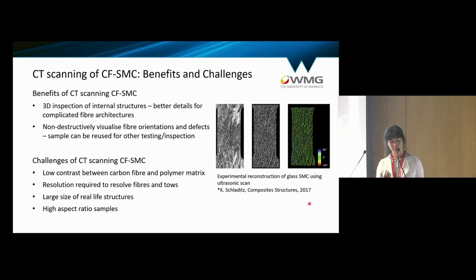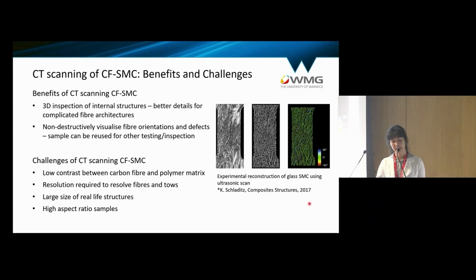And as I also mentioned, because the fiber inclusions are relatively large in size, we can't just scan a very small sample in order to resolve the fiber and matrix. We need to scan a very big sample, and that makes resolving the fiber and matrix even harder. And also because we want to analyze the final structure, which are usually much bigger than a typical very small CT scan sample. That's again a limitation in the size we can scan.